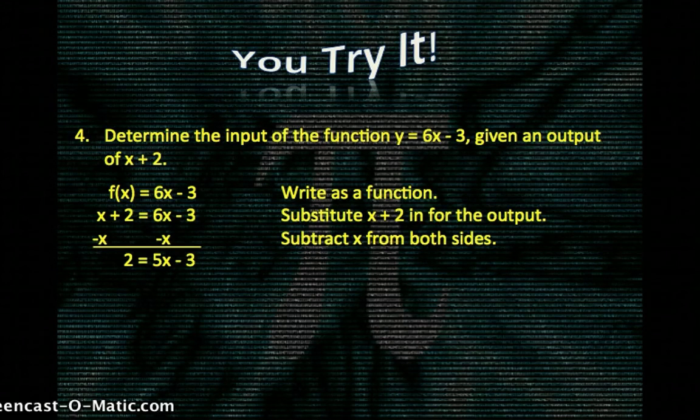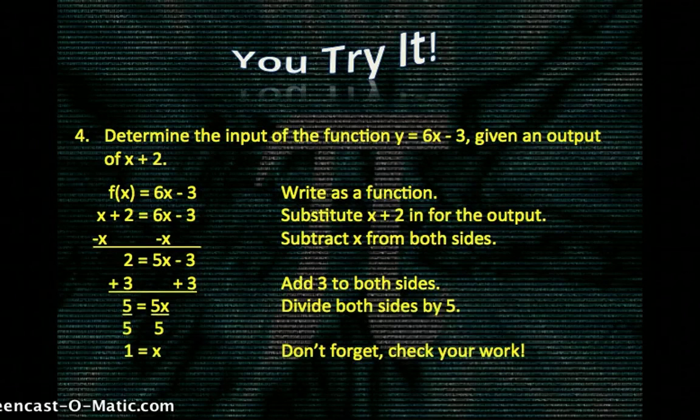Then you're going to move negative 3 to the other side by adding 3. And these are just simply undo operations. Divide both sides by 5 and you get 1 equals x. So for this particular operation, you find the input. x is equal to 1, given an output of x plus 2.